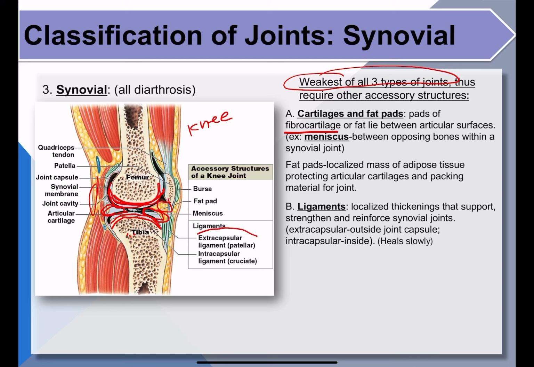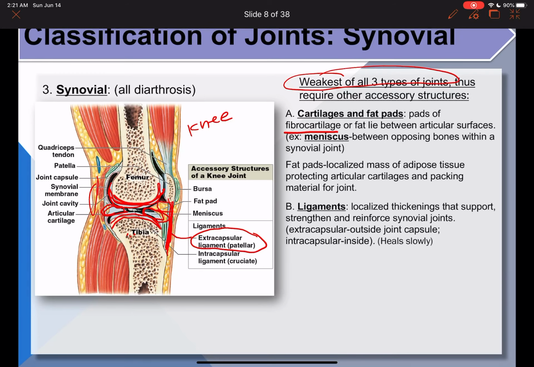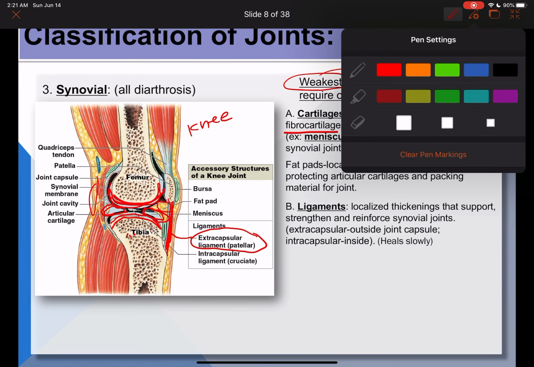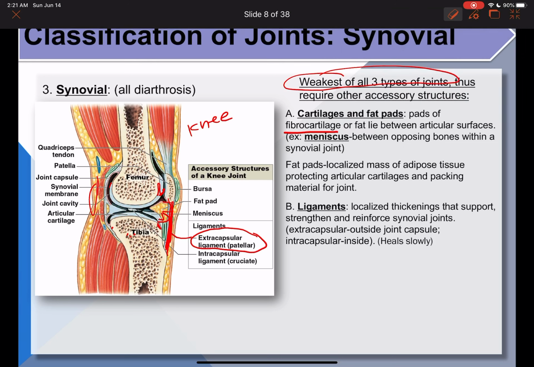So if you see this extracapsular ligament, which is pointing to this one right here, let me erase some stuff so it's not as confusing here. Okay, so you have this part, which is the extracapsular ligament, and the intracapsular ligament is this middle guy right there. And we'll see how it crisscrosses through the center of the joint. They're called the cruciate ligaments, which are your ACL and PCL. We'll talk about those too. They're all for stabilizing that joint.